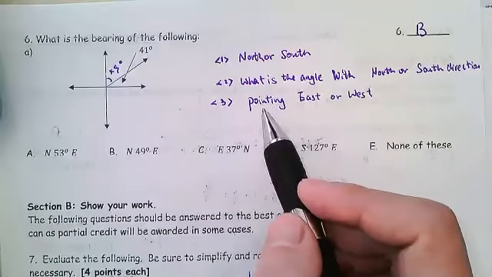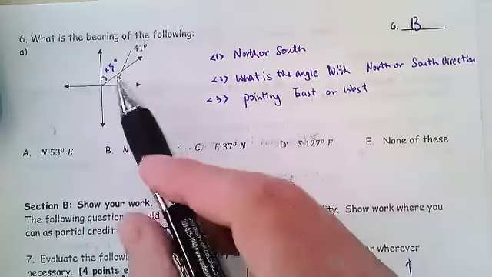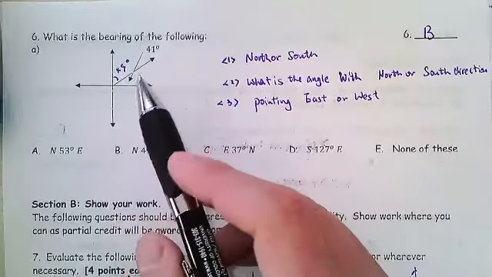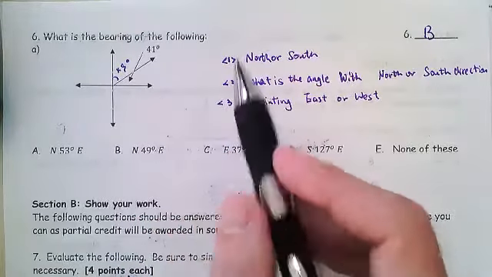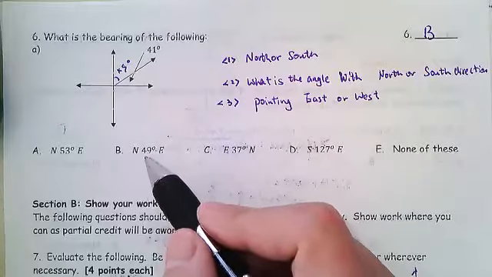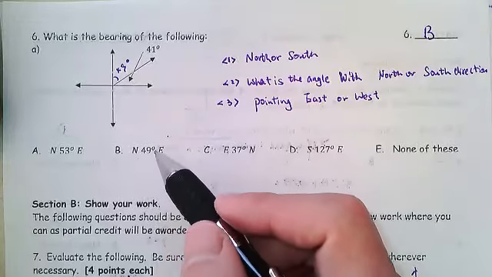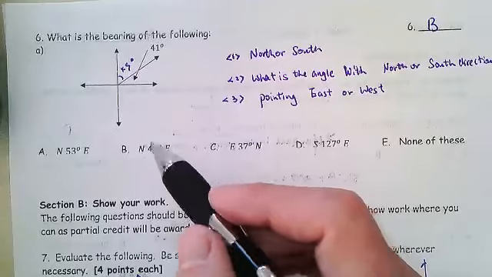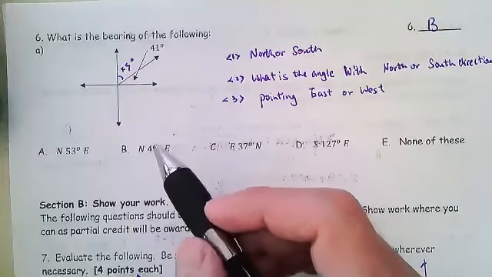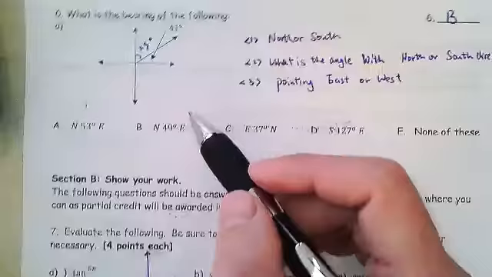Third, whether it's pointing east or west. Again, just think about this as the map. This is pointing east. So your answer is north 49 east. That's it. You just apply the basic definition and there's no technology behind it.